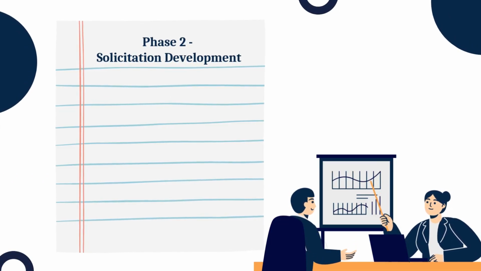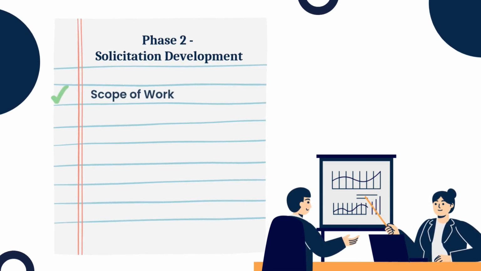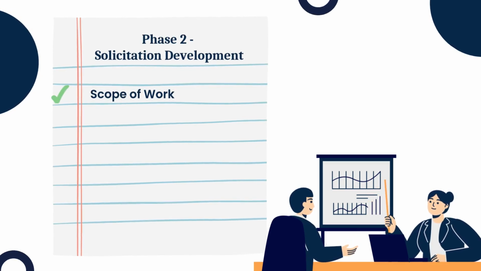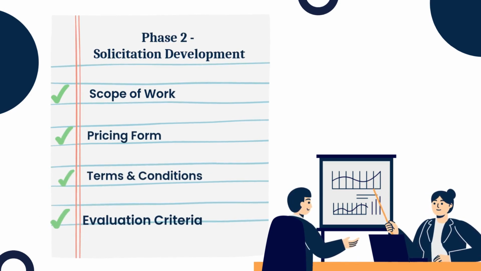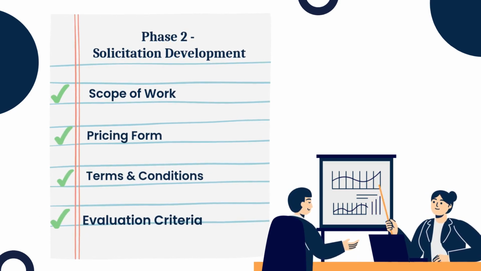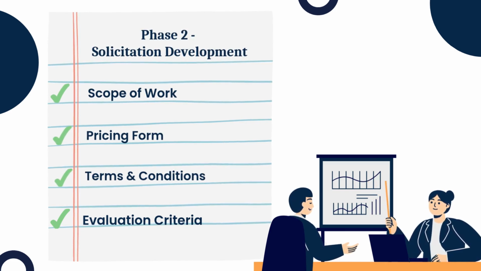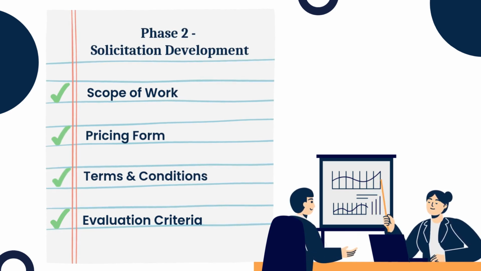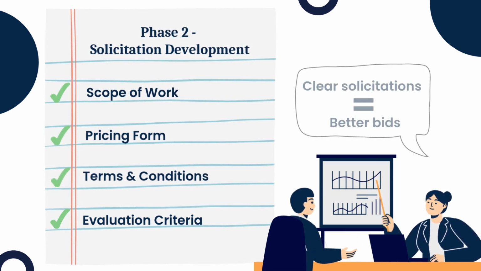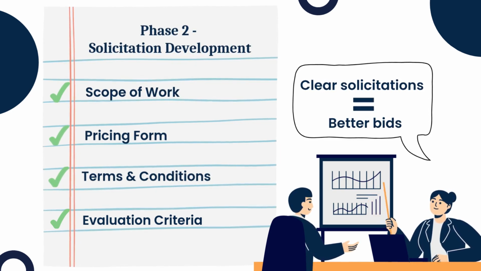Once the need and budget are established, the solicitation documents are created. These include detailed scopes of work, technical requirements, pricing forms, terms and conditions, and evaluation criteria. Solicitation development is a collaborative process. Procurement officers work with legal, finance, and program managers to ensure everything is accurate and compliant. The clearer the solicitation, the better the responses.